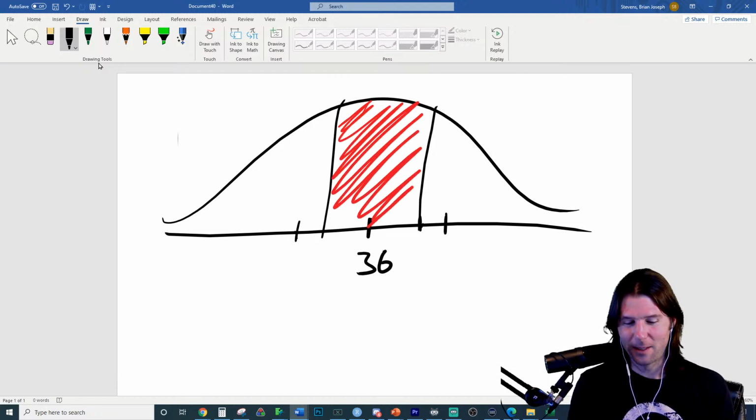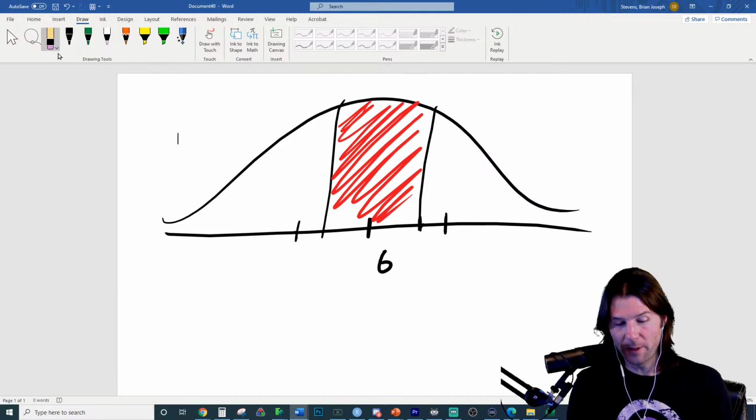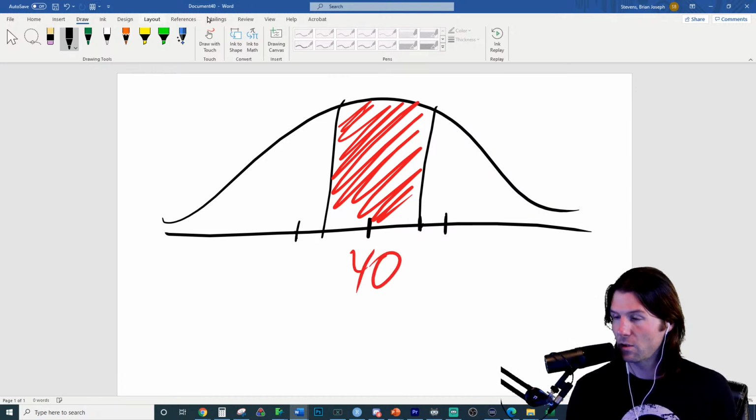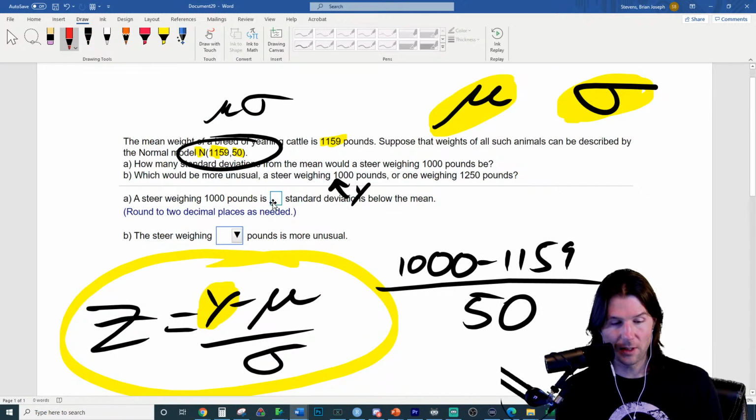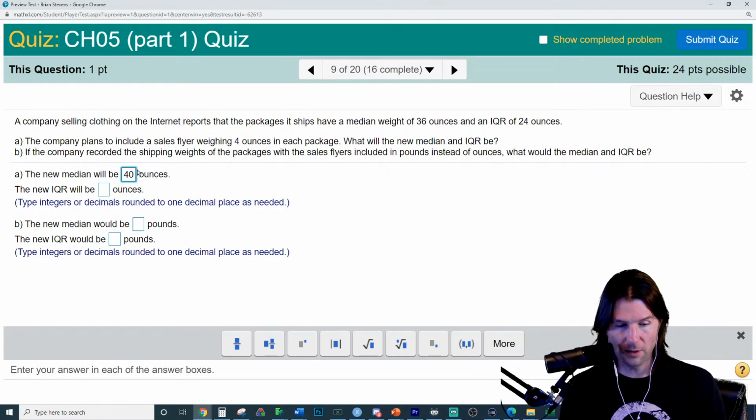Wow, magic color change pen. So that's the middle 50%. And what they're going to do is they're going to increase the weight of these, but not change the variation. So they're making these packages weigh more. So when you add the flyer to them, you're not changing the variation. You're just going to change the center of the distribution, but the variation would remain the same.